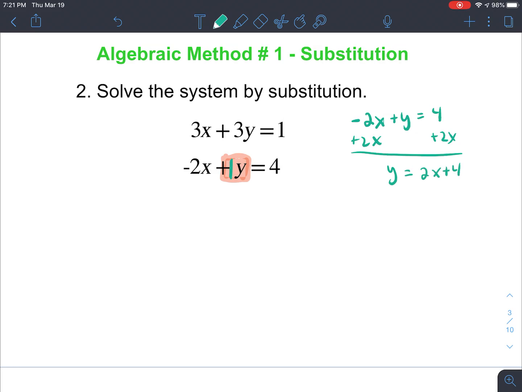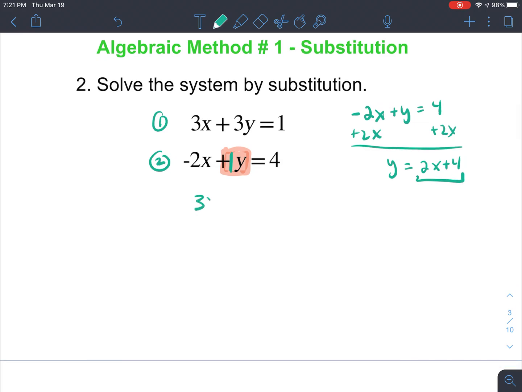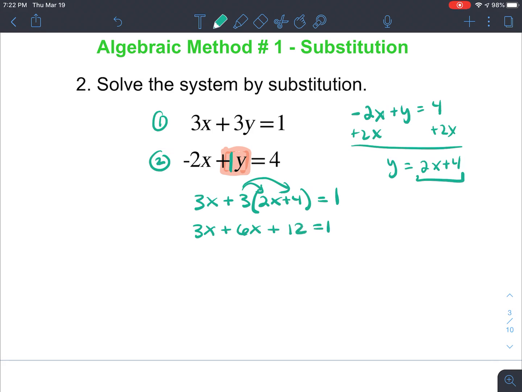y equals 2x plus 4. Okay, so now that I've solved for one of my variables, I'm going to follow the rest of the steps. I know y is equal to this entire expression, so I've already used equation 2. Now I have to make sure I plug that into equation 1. So 3x plus 3 times the substitution for y, which is 2x plus 4, has to be equal to 1. So we distribute: 3x plus 6x plus 12, so 9x plus 12 is equal to 1.